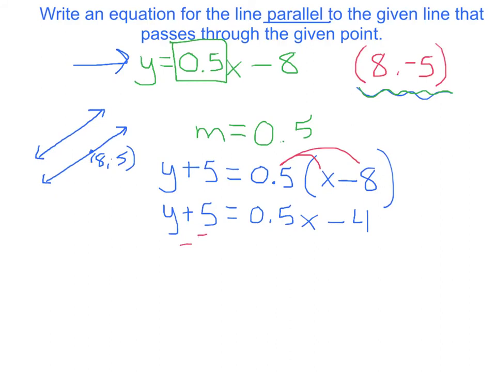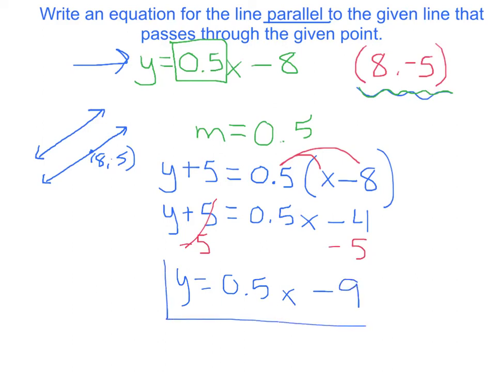And now we need to subtract 5 on both sides. So y equals 0.5x, and then negative 4 minus 5 is negative 9. So here we have an equation that is parallel to the original equation, and our new line goes through this point (8, -5).